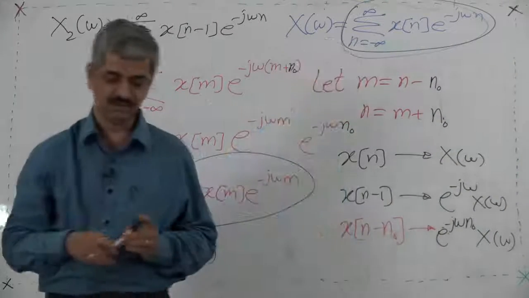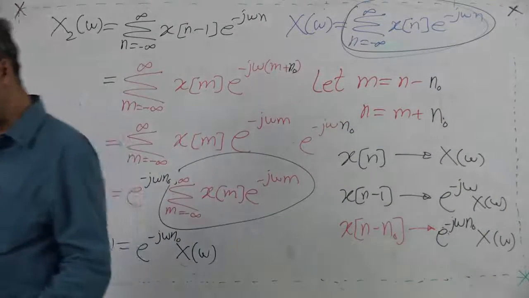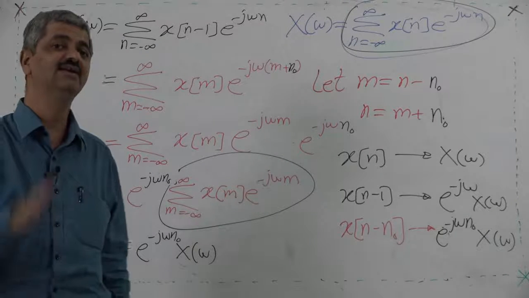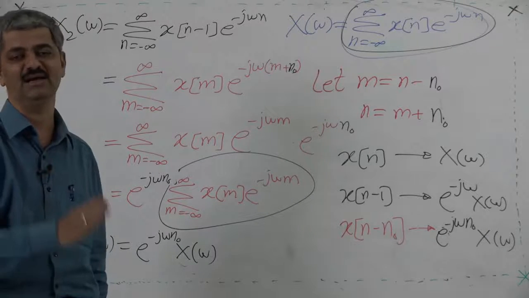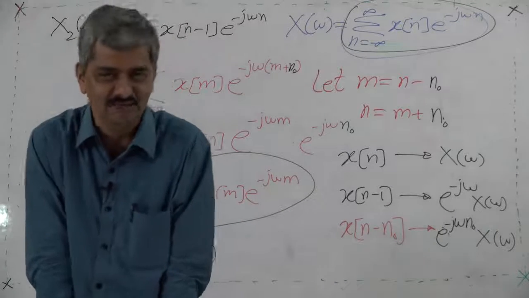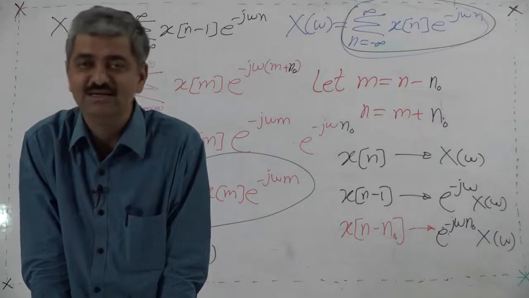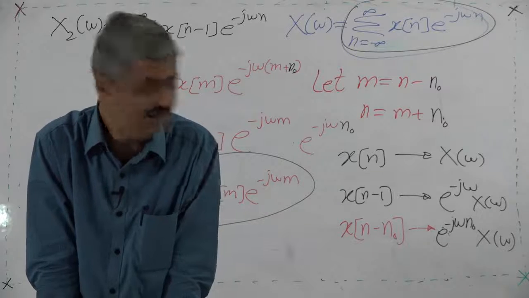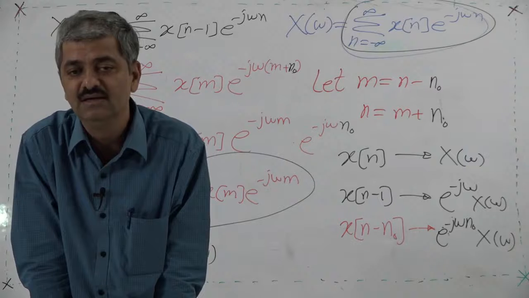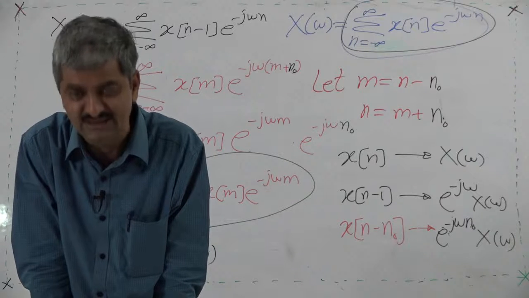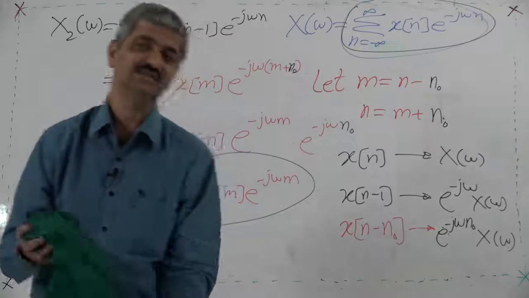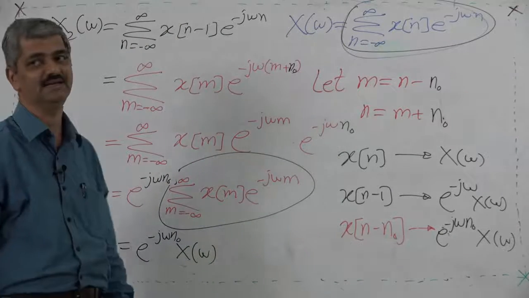So, a shift by n naught results into a multiplication by e raised to minus j omega n naught. So, a sequence and a transform is there. When I shift the sequence by n naught, the transform gets multiplied by e raised to minus j omega n naught, where n naught is an integer constant, it can be positive or negative. This is called the shift property of DTFT.